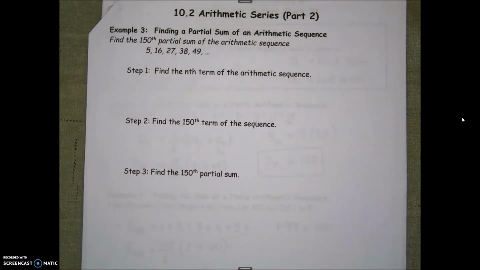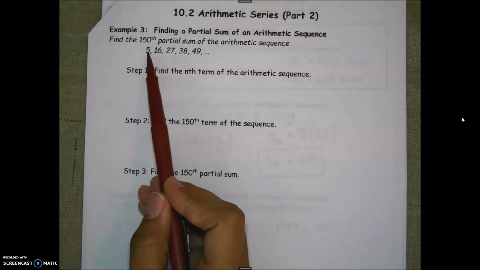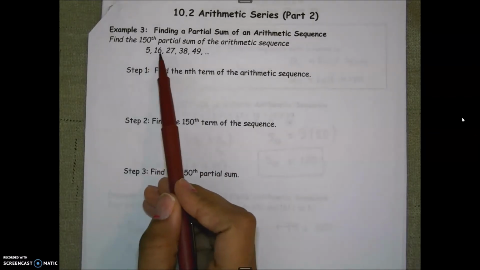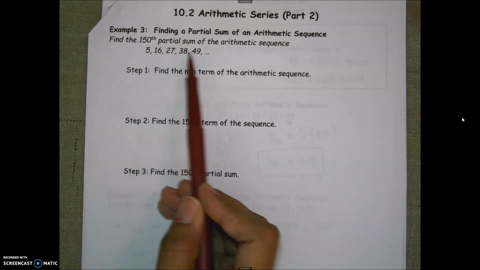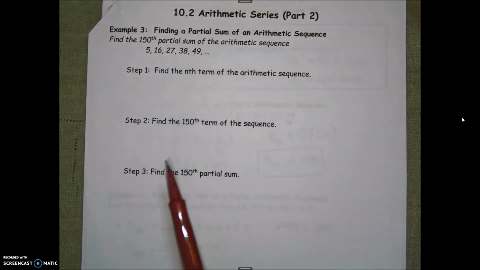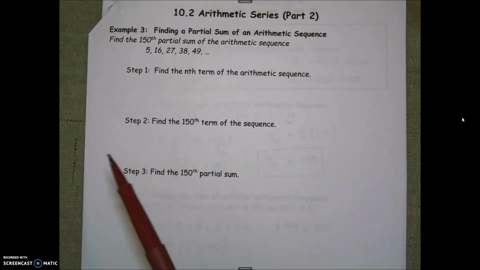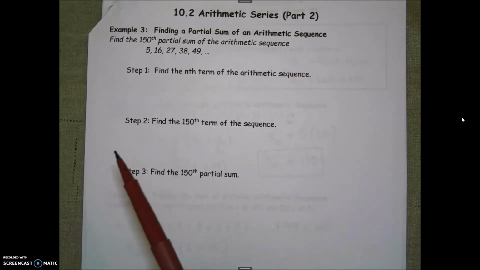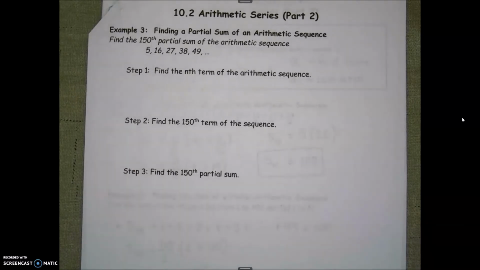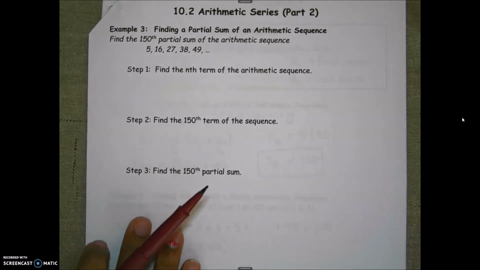It could say the 50th partial sum or the 53rd partial sum. It doesn't matter. It doesn't really mean anything other than tell you where to stop. All right, so in this particular sequence, to start off with, I have 5, 16, 27, 38, 49, and it continues on. You could continue the pattern until you get to the 150th term, or there are 3 steps in this particular problem that you can follow in order to solve your problem.